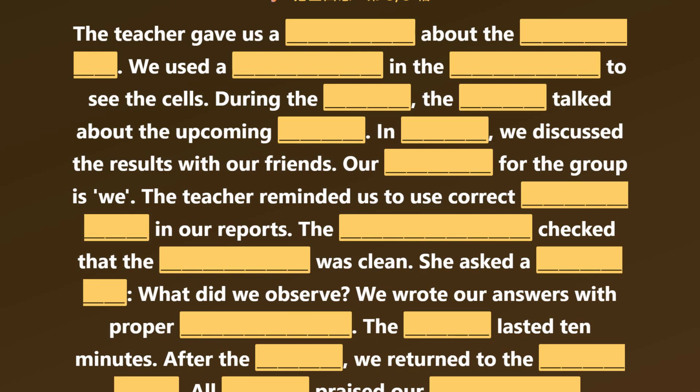We wrote our answers with proper punctuation. The debate lasted 10 minutes. After the break, we returned to the experiment. All staff praised our discussion.